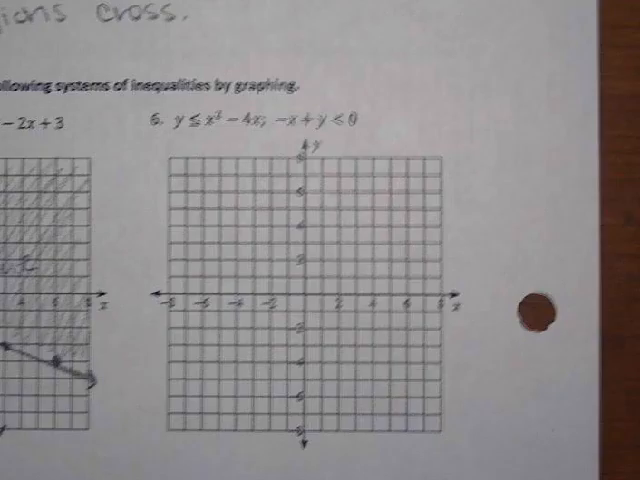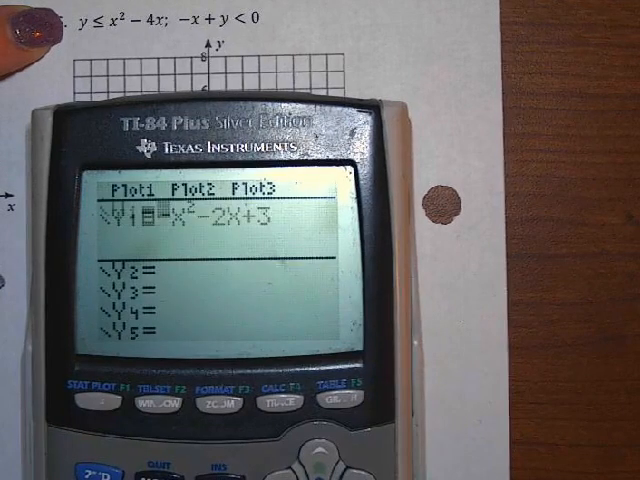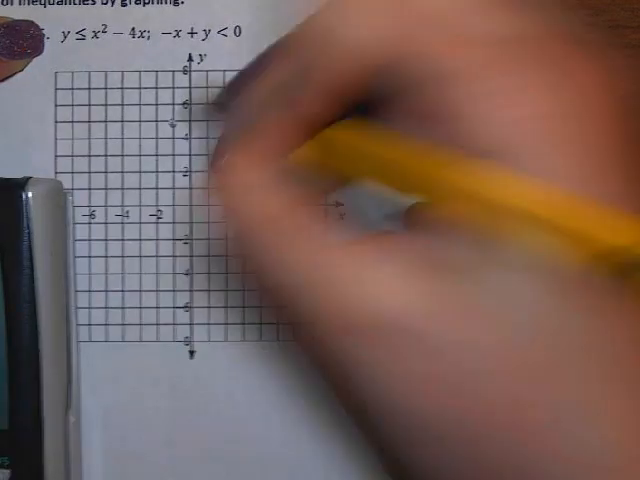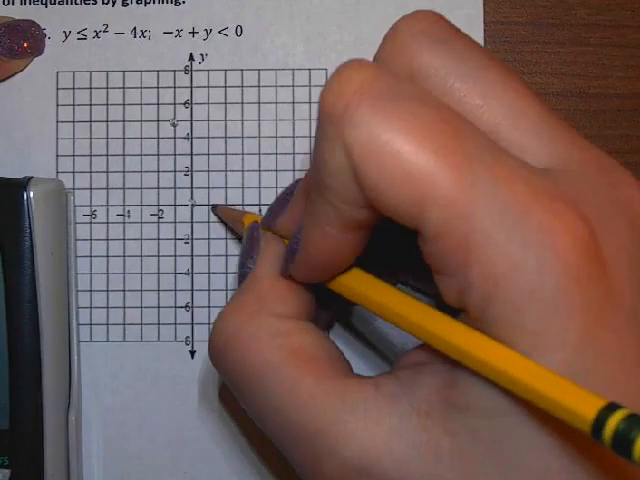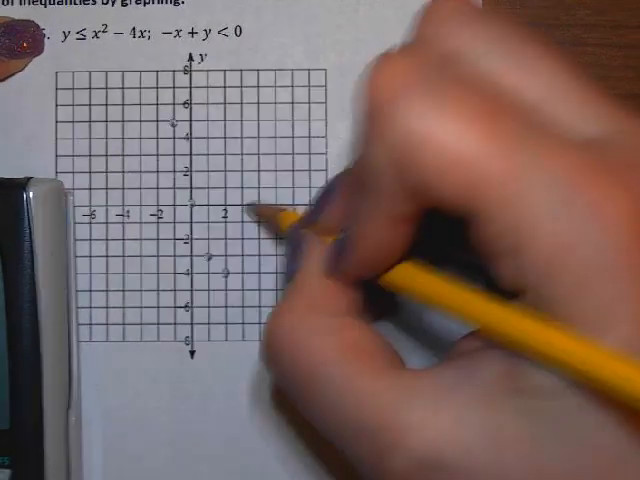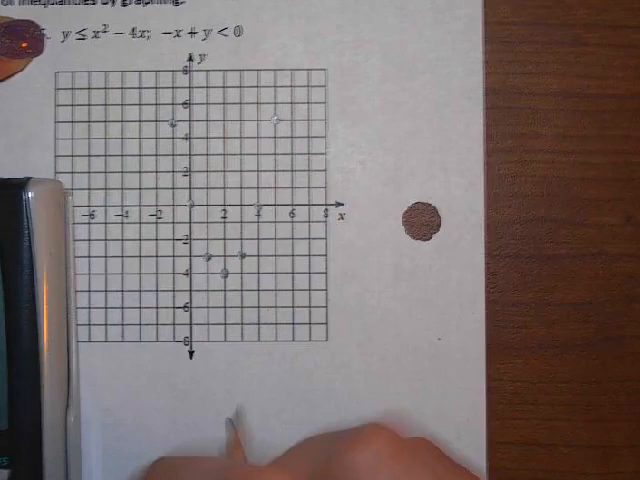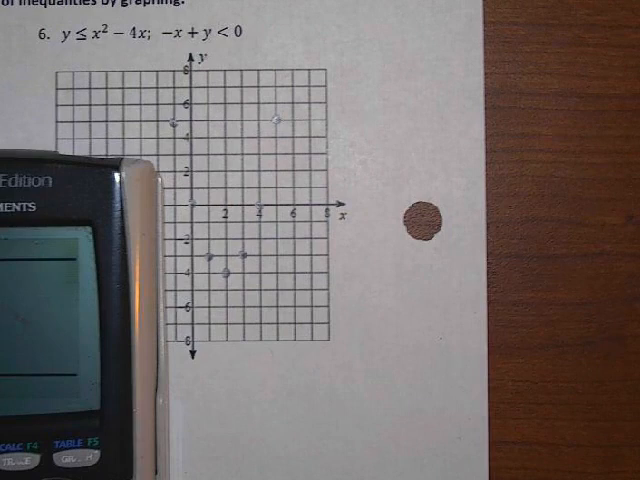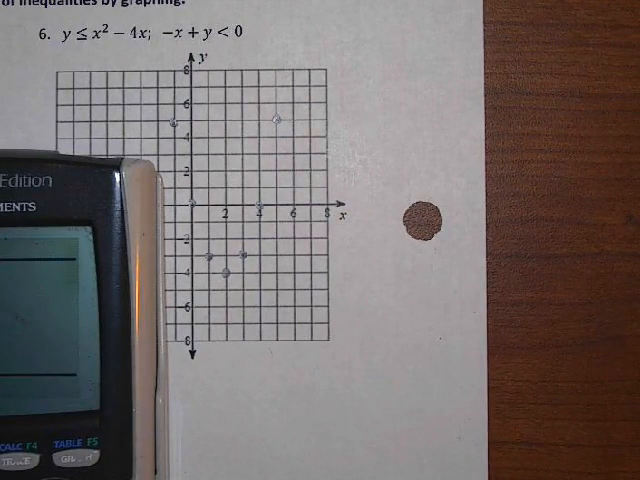Let's try the next one. So I've got y is less than x squared minus 4x. Is the parabola solid or dotted? Solid.